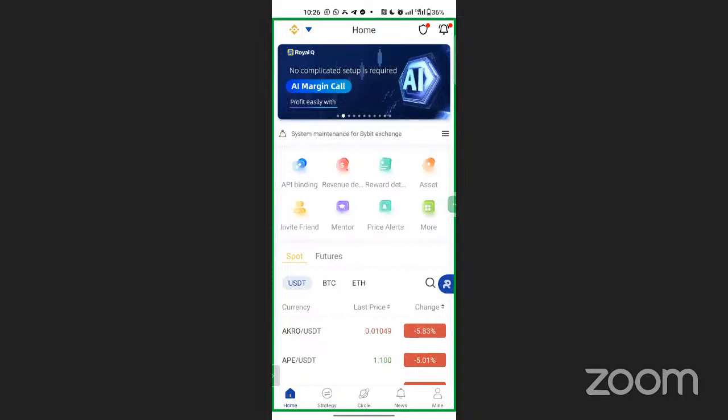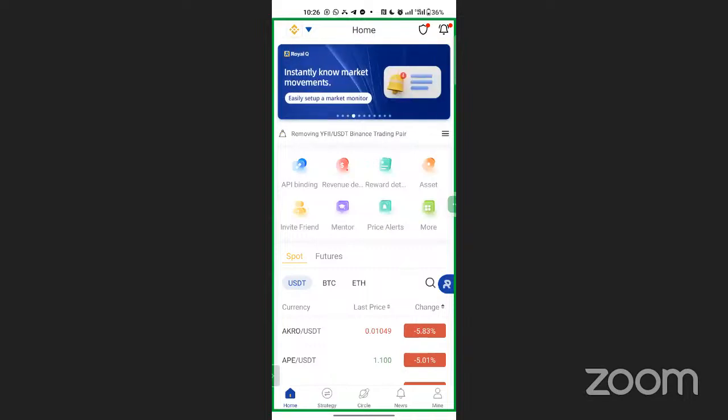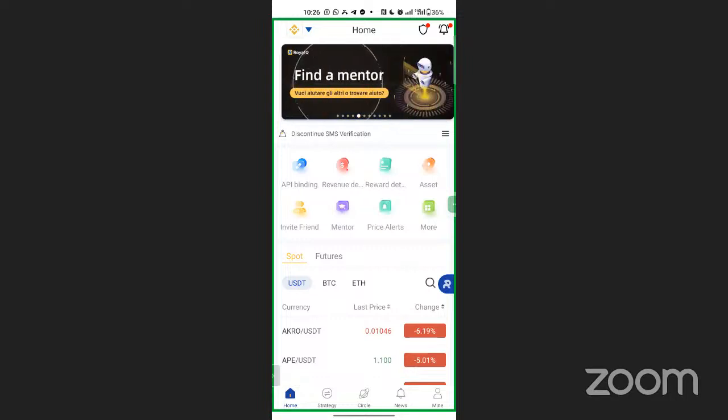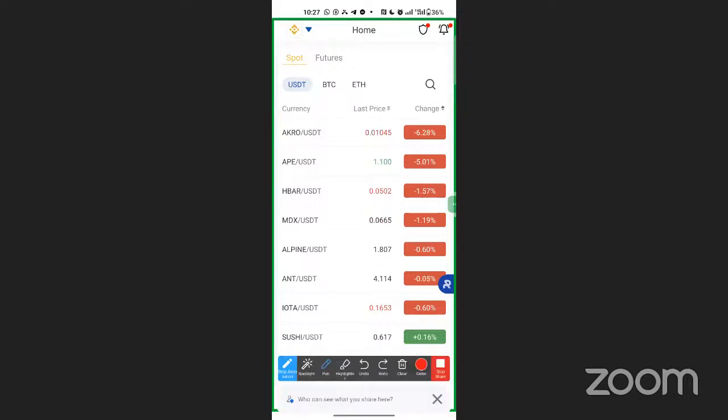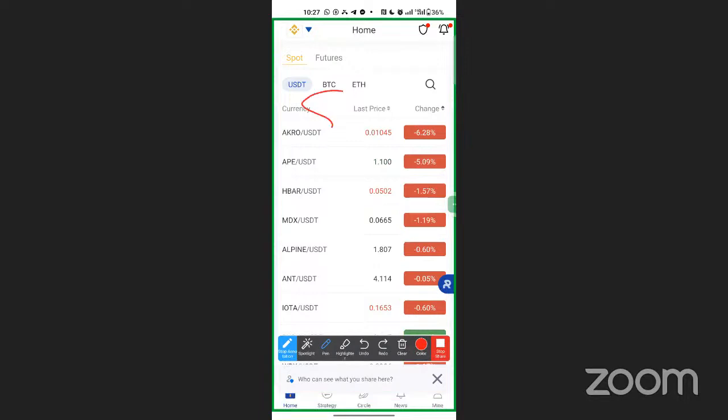Now, for you to set up your trade, for you to set up your coin, one, you must choose the best coin to trade. If you cannot automate your trades, you have to choose the best coin to trade. That's why as the crypto ambassadors, we give what we call signals every day.